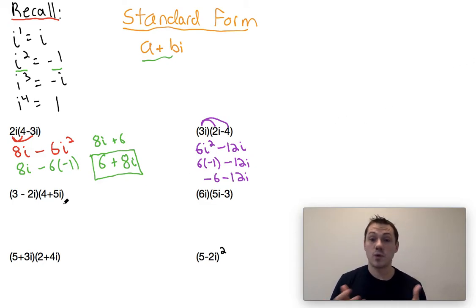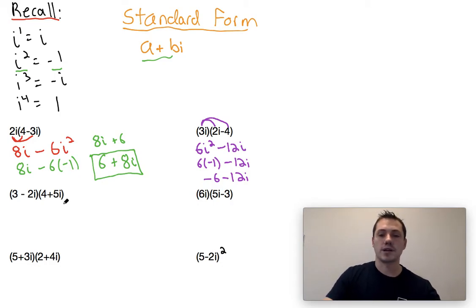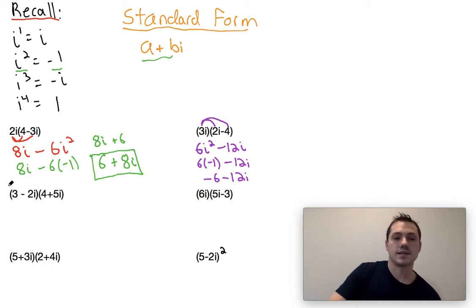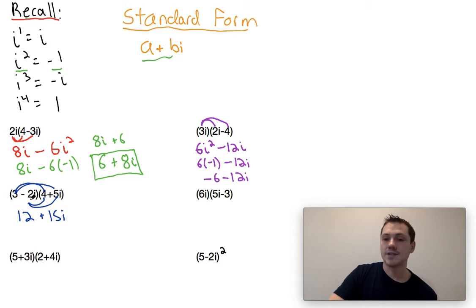Now, sometimes we have to FOIL complex numbers on these standardized tests. So we're going to go ahead and do that. So let's say I go ahead and FOIL this. 3 times 4 is 12. 3 times 5i is plus 15i. Negative 2i times 4 is going to be negative 8i. And negative 2i times positive 5i is going to be negative 10i squared.